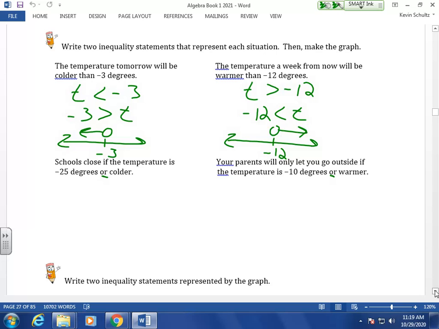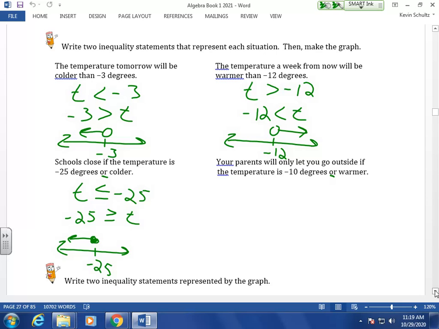Okay. School's closed if the temperature is negative 25 degrees or colder. So the temperature is less than or equal to negative 25. Negative 25 is greater than or equal to the temperature. Negative 25 degrees, open circle going to the left. Any temperature on that side of negative 25, schools are closed.